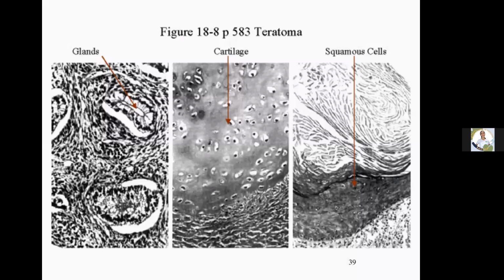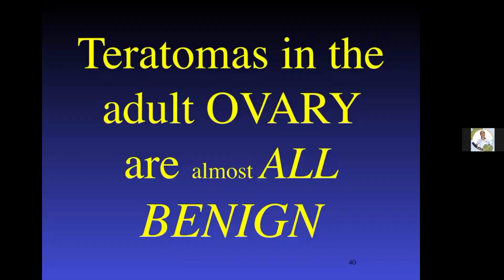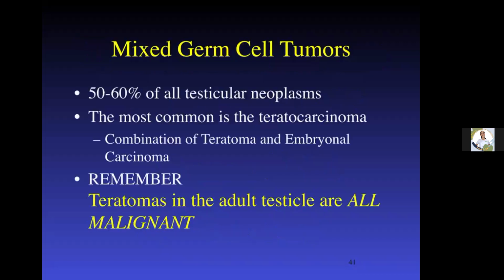So here is a picture. You can see in the teratoma, glandular formation, you can see cartilage, you can see squamous cells. So as what I have said, in the ovary, almost all of them are benign, but you can also see immature teratoma with immature elements. So that is the malignant type of teratoma.